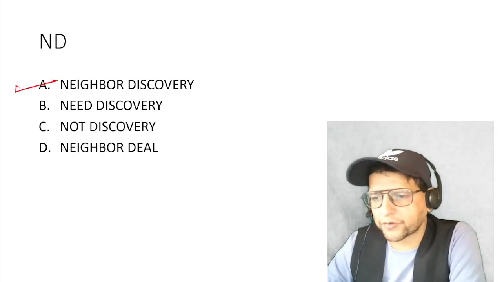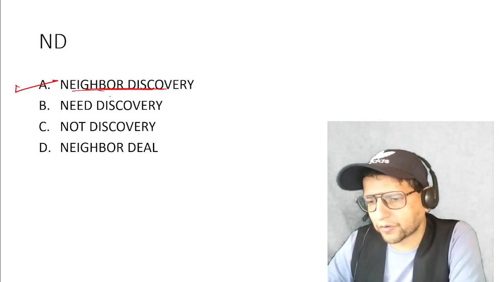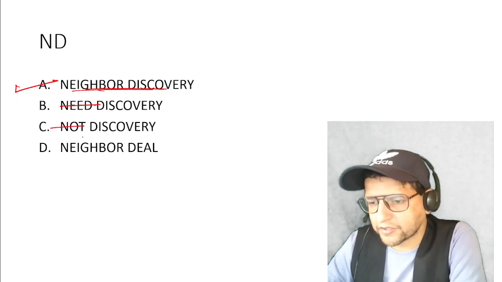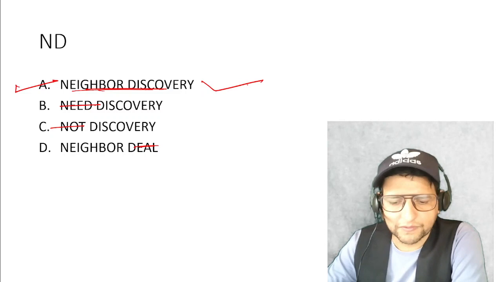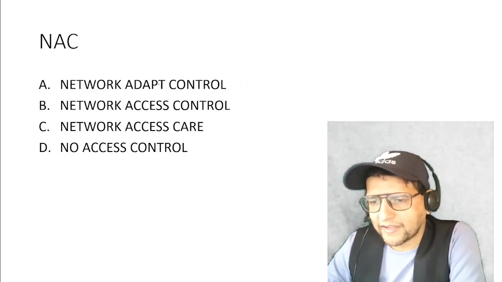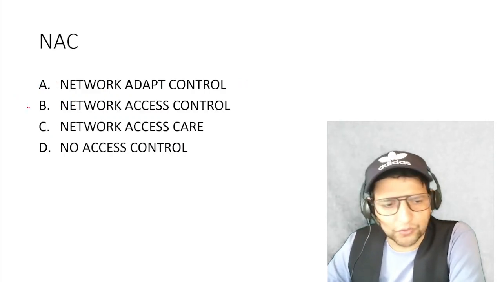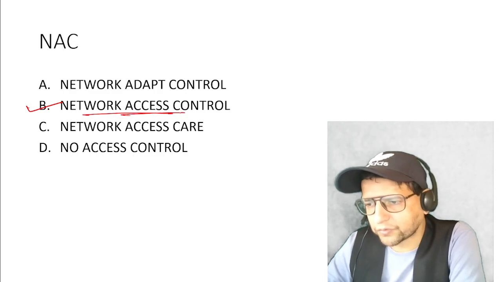You are going to discover your neighbors with a neighbor discovery protocol. It's not need, it is not deal, right? It is a neighbor discovery protocol. NAC is your network access control. Network access control. NAC.